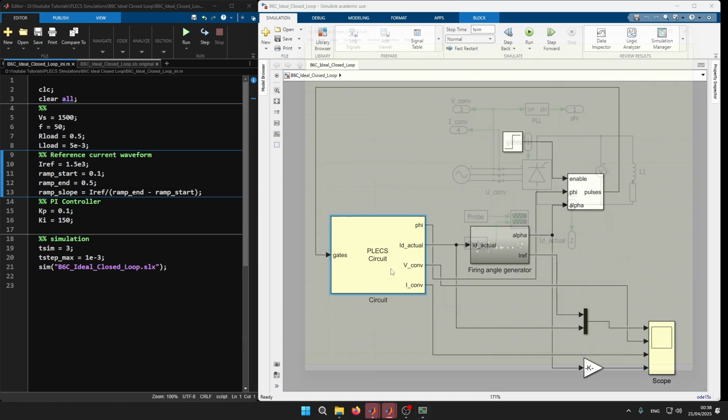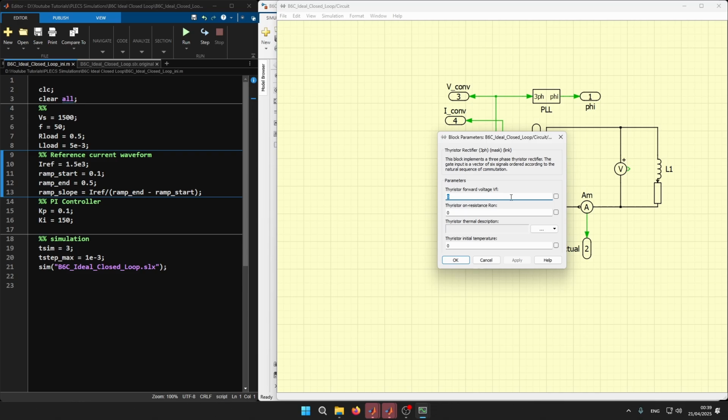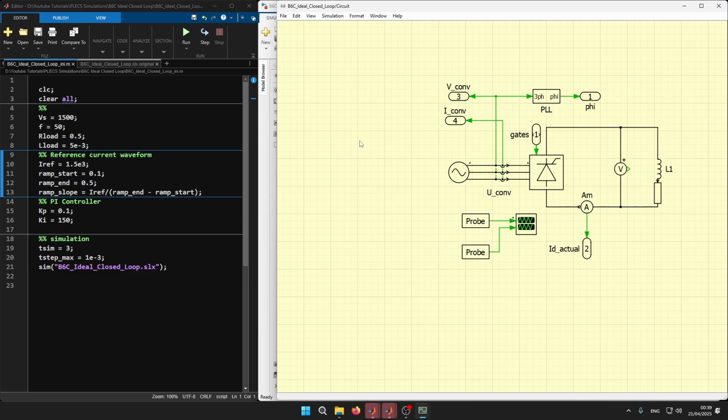Now, of course, if you look, we had a completely ideal converter system. We didn't consider any lossy elements like the transformer, the grid impedances, etc. Even inside the bridge itself, we didn't consider thyristor forward voltage, thyristor on-state or slope resistances, or any thermal considerations, nothing at all. So these topics will be discussed in future videos.